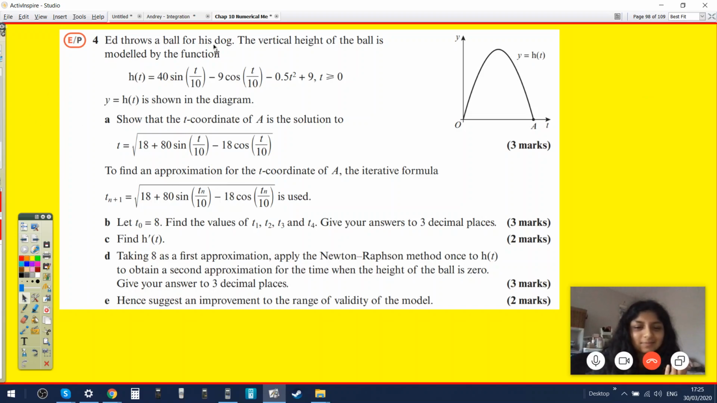I don't know. So he throws a ball for his dog. The vertical height of the ball is modeled by this function. So that's time, that's height. The t coordinate of A is this. Yep. Find that. Take the second approximation for when the height of the ball is 0. Okay, hence suggest an improvement.